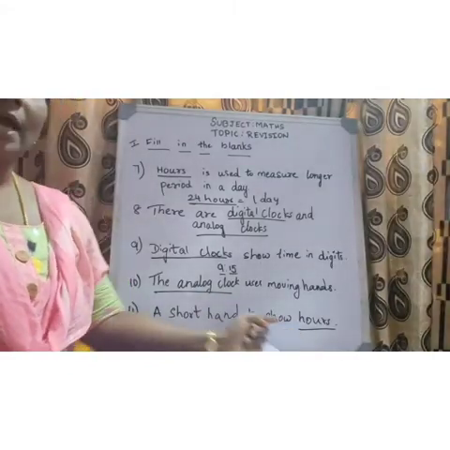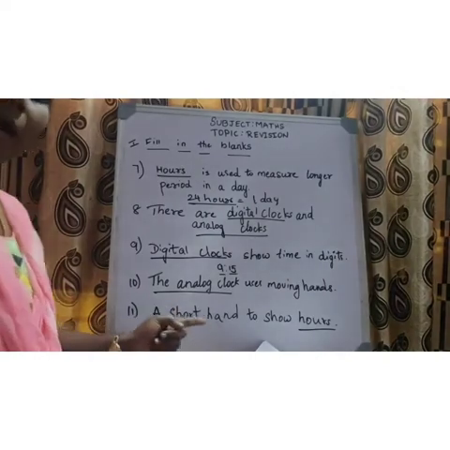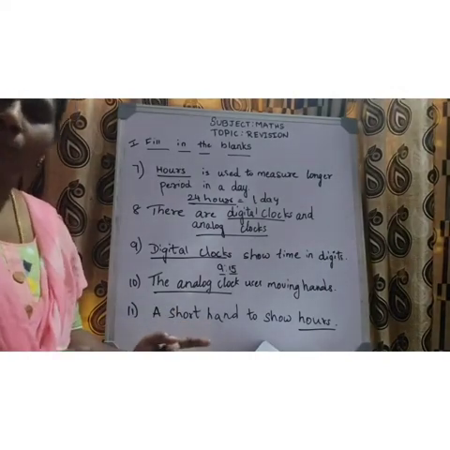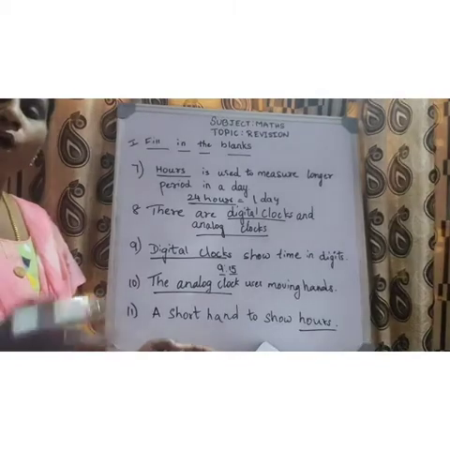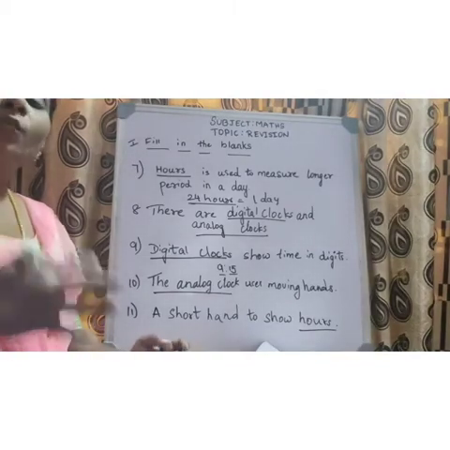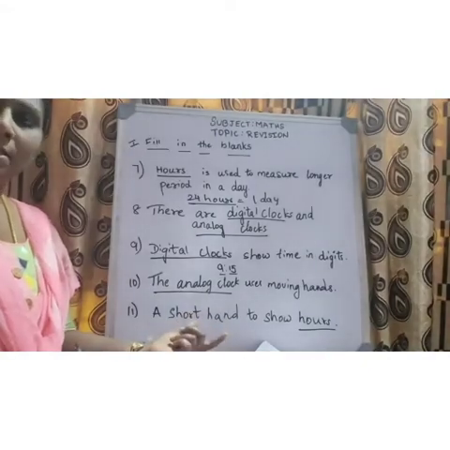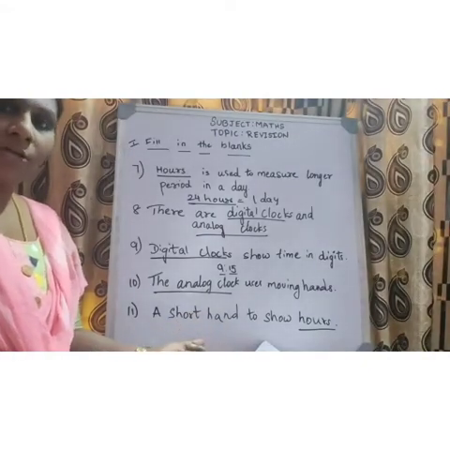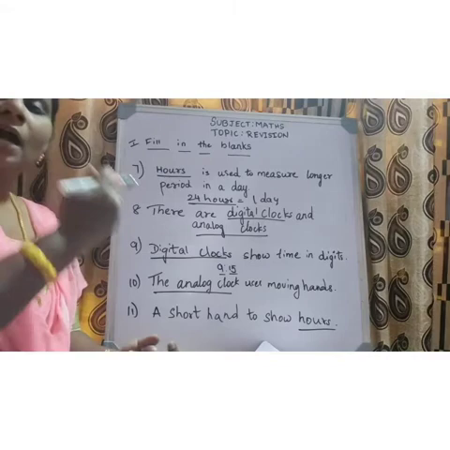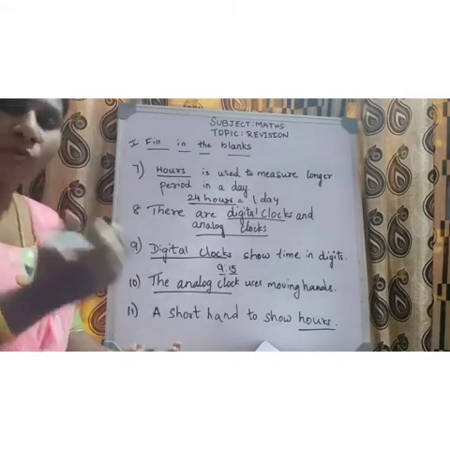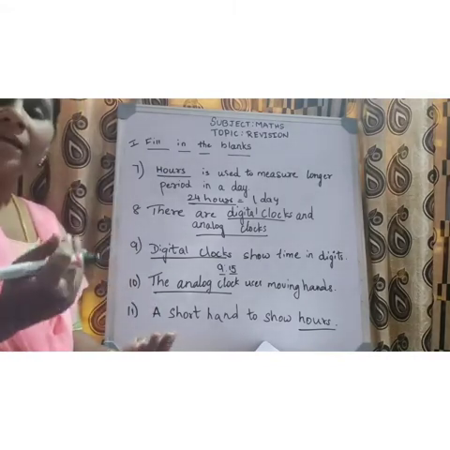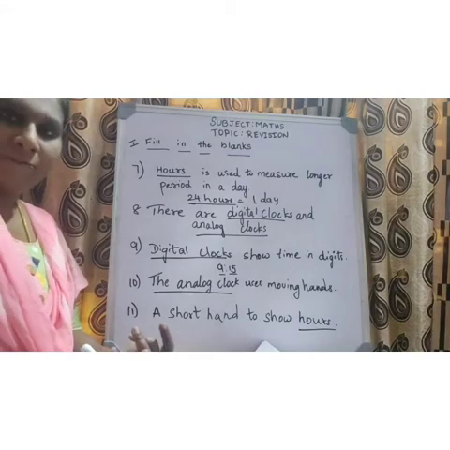Okay, understood, children? The short hand, or the hour hand, moves slow. Which hand moves very fast? The second hand moves very fast. And more than the hour hand, the minute hand moves fast. More than the minute hand, the second hand moves faster.